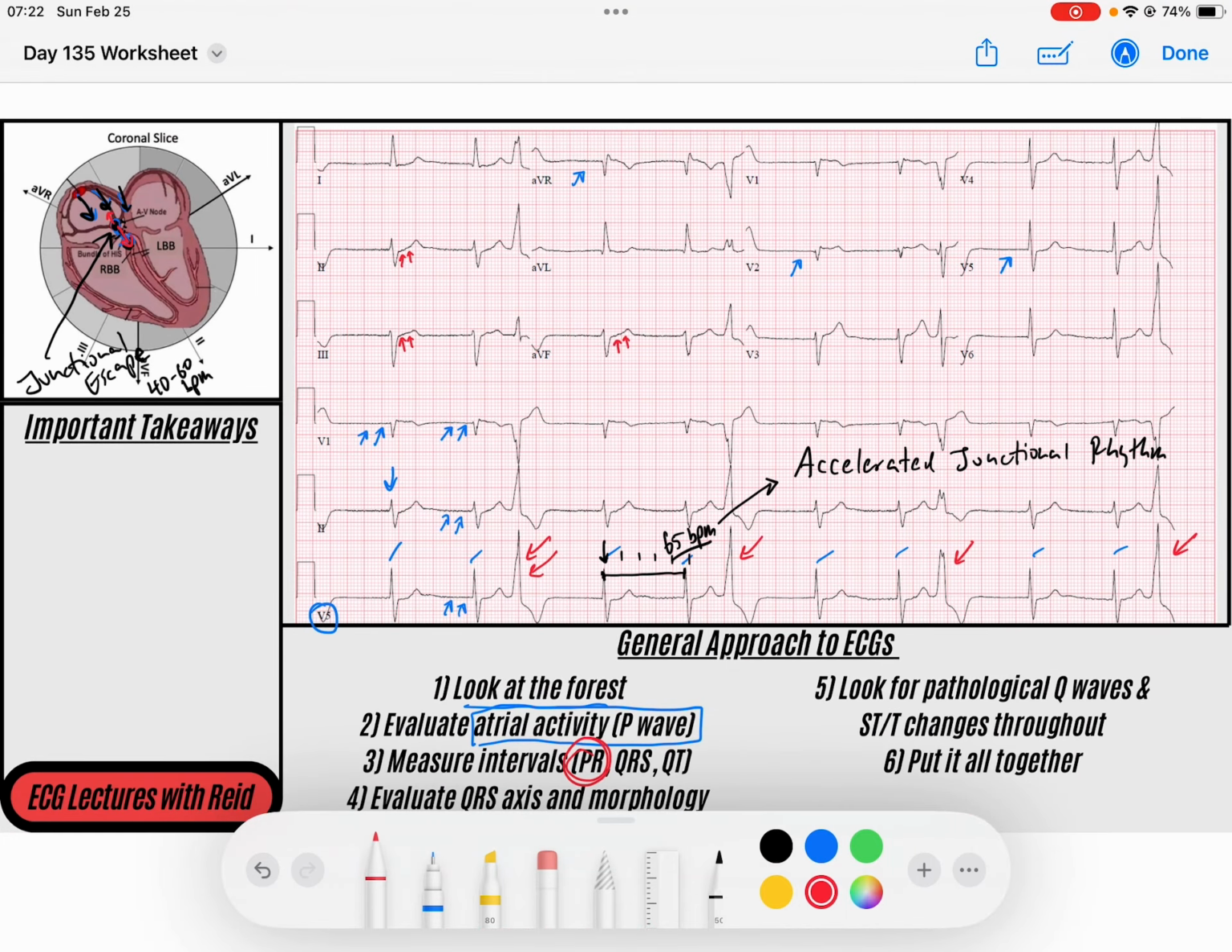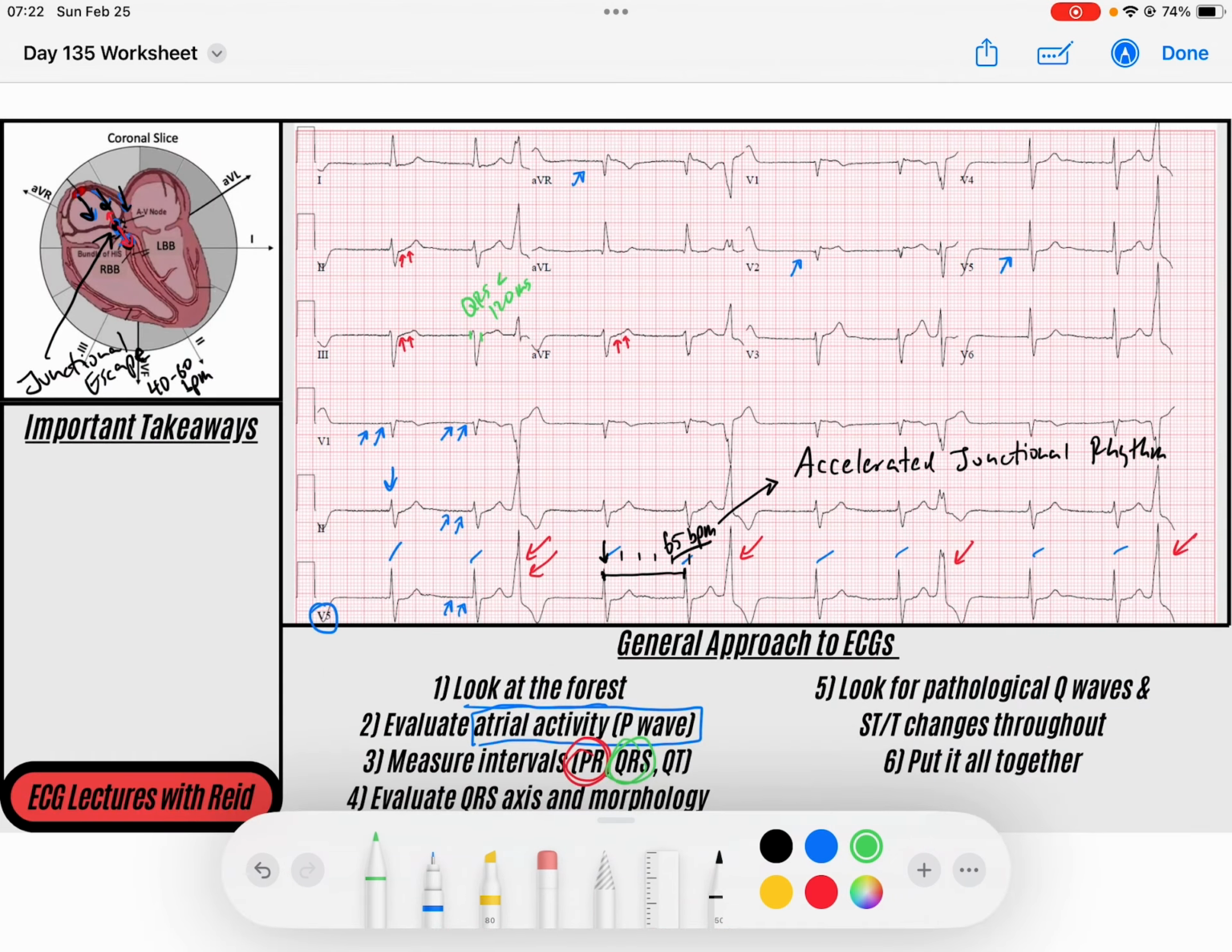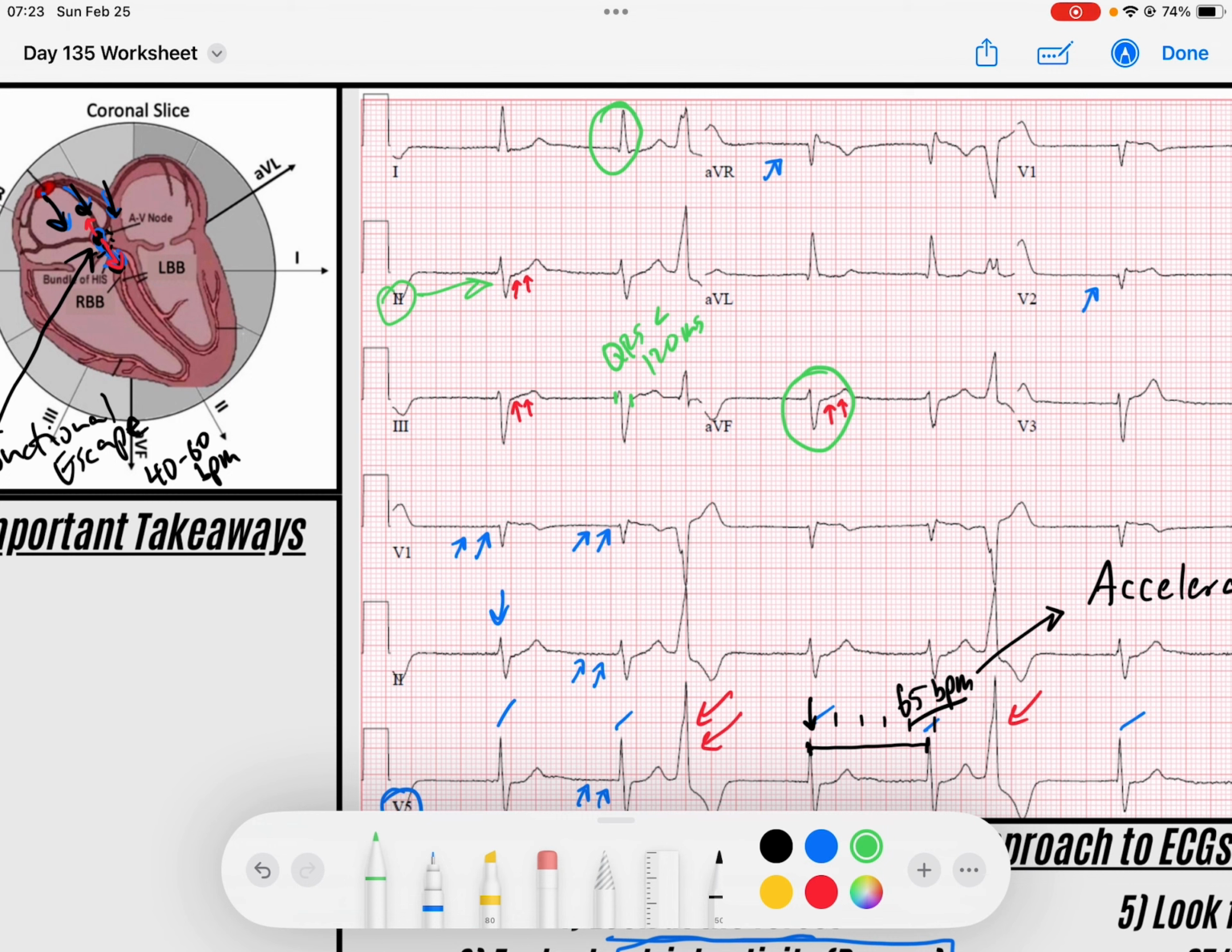Okay, let's take a look at the morphology of that QRS complex. We said it was a narrow complex rhythm, right? If I measure the duration, you can see it is less than 3 small boxes, so my QRS is less than 120 milliseconds. My QRS axis is upright in lead 1, but it's downgoing in AVF. So I know it's going away from AVF, so it's going up and to the left. And because it's up in lead 2 as well, that tells me it's going even away from lead 2, right?